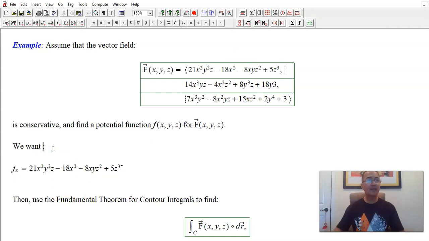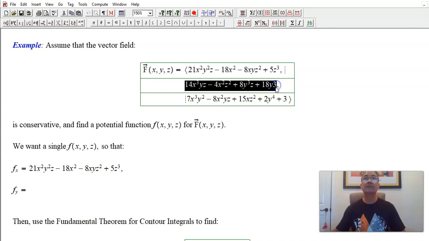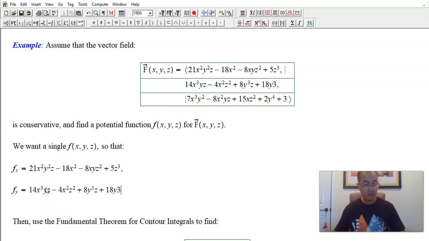Let me emphasize, we want a single f of x, y, z, so that the partial of f with respect to x is this, the partial of f with respect to y is this. You notice there was a little typo, there was an extra 3 over there. I think it came from that 3.